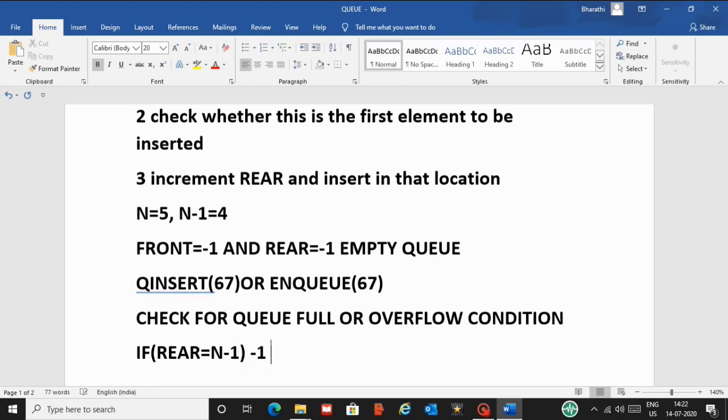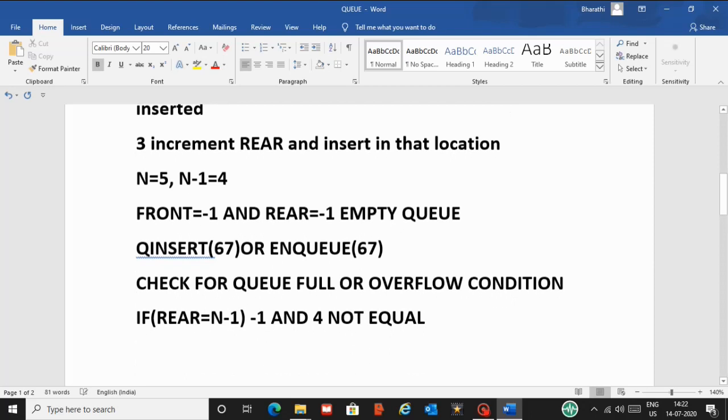-1. And what is n minus 1? 4. I have established it there. Not equal. Fine.